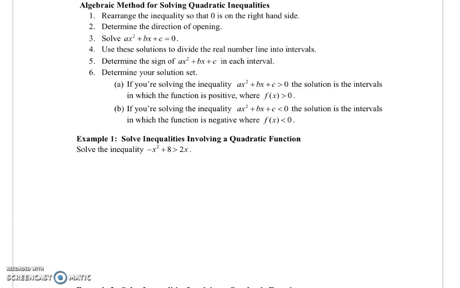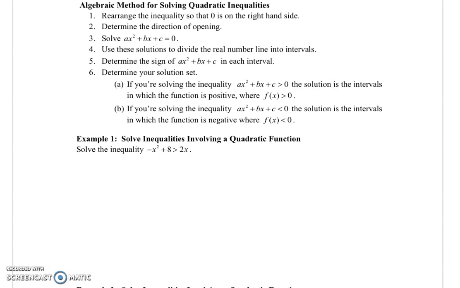Okay, let's look at how to solve quadratic inequalities algebraically. We have a list of steps at the top of the page that starts with rearranging the inequality so that 0 is on the right-hand side. Honestly, it doesn't matter whether 0 is on the right-hand side. Get the inequality so that 0 is on one side and x is on the other. Then determine the direction of opening.